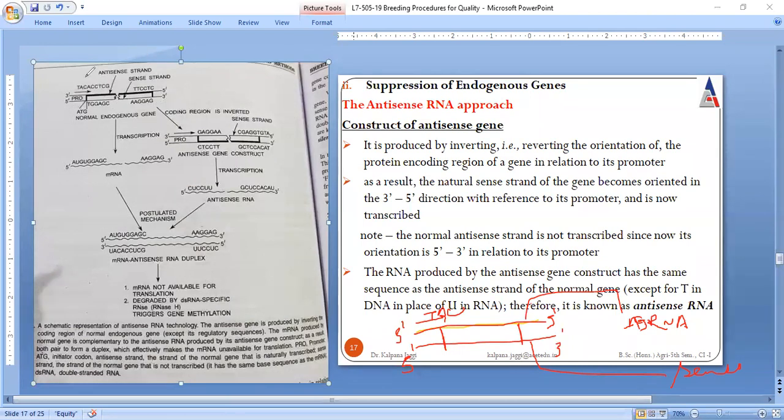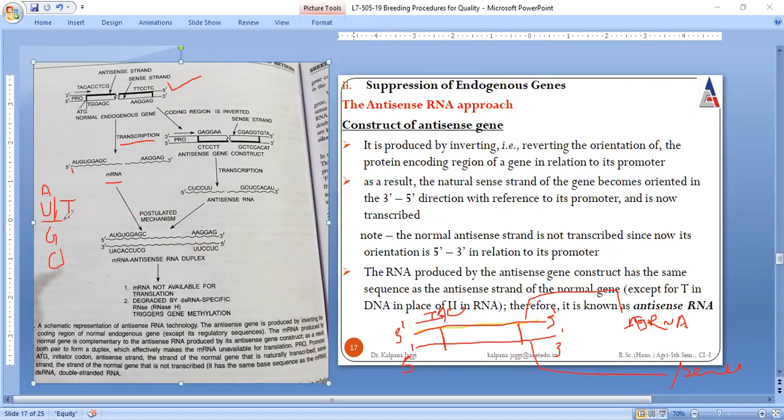See what I made you familiar with in my last slide: the strand in the orientation 3' to 5' in relation to its promoter is the one that is going to be transcribed, and as a result it is going to give rise to the mRNA. From T, what is going to be synthesized is A. The bases of the mRNA consist of adenine, uracil instead of thymine, guanine and cytosine.